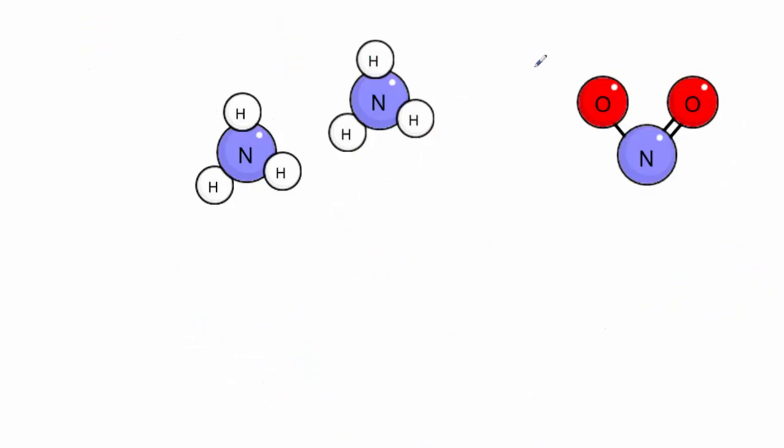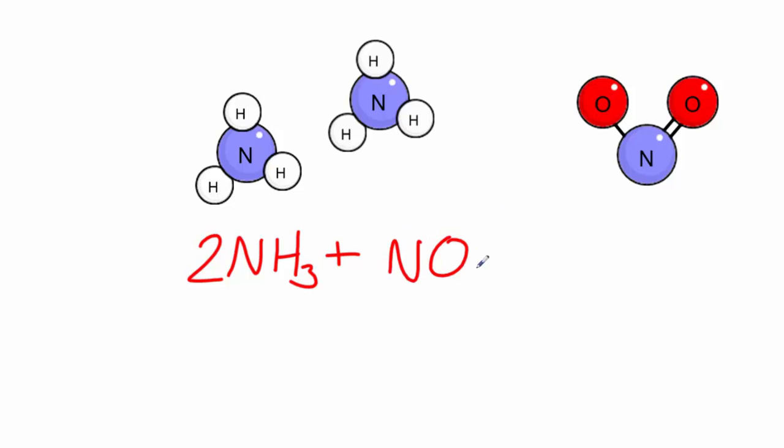All right, let's look over here. Now let's turn it into chemistry. We have 2 molecules of this NH3. And then we have 1 molecule of NO2. We're going to follow the exact same things that we did with our grocery basket example.